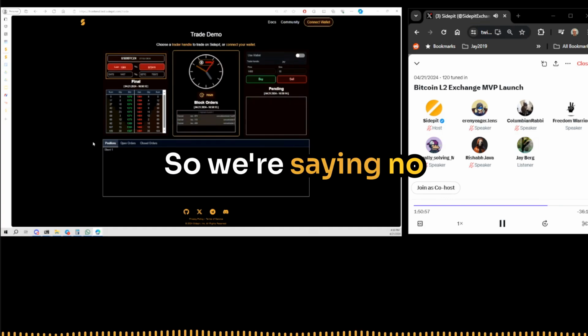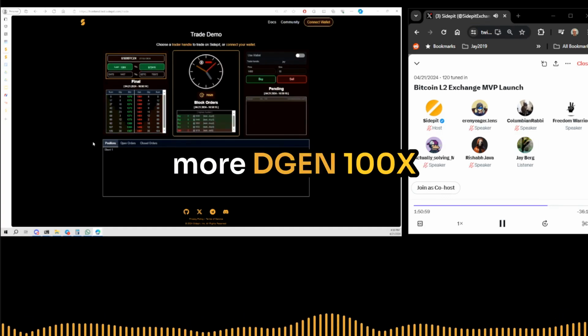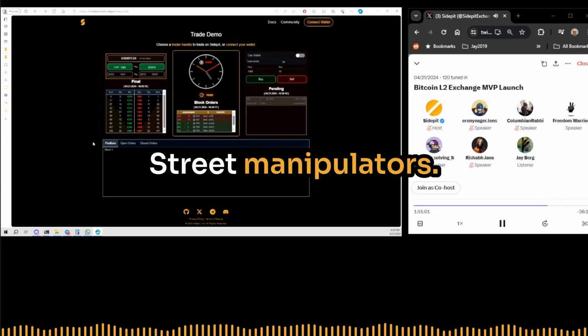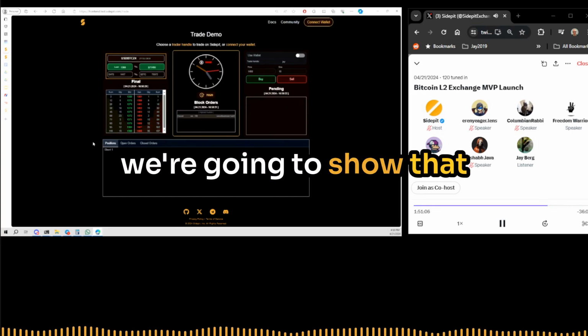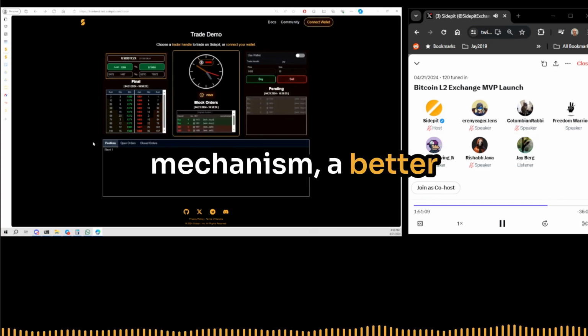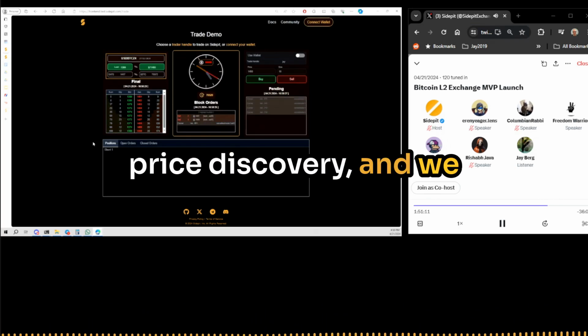So we're saying no more degen 100x perpetuals, no more Wall Street manipulators. It's everyone in between. And we're going to show that we actually get a better mechanism, a better price discovery. And we just solved exchange.